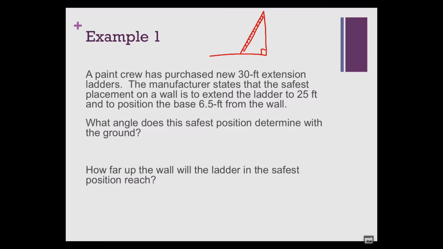The other assumption we have to make is that the building is perpendicular to the ground. That's a pretty safe assumption, unless it tells you otherwise. Here's my picture. Stop what you're doing, look up here. Where's the 25 go? The ladder, which is the hypotenuse. Good. Where's the 6.5 go? And then you've got an angle.